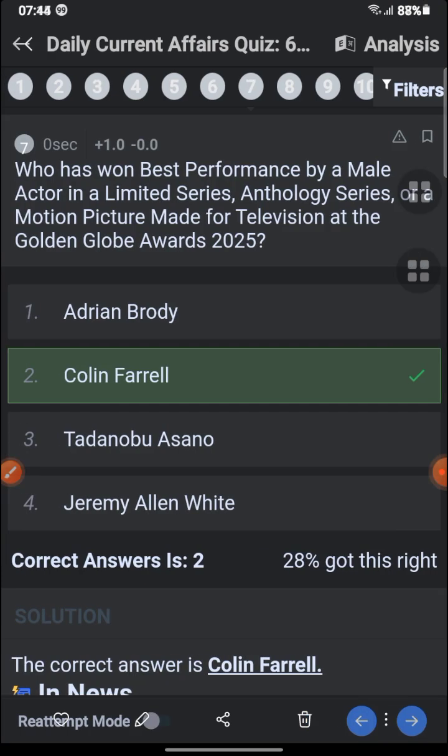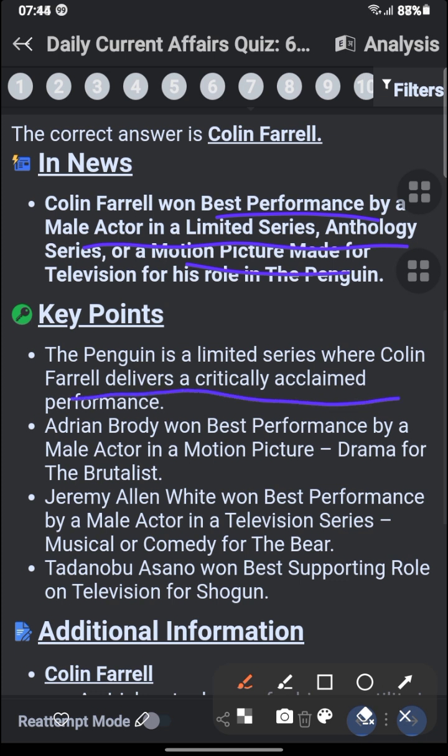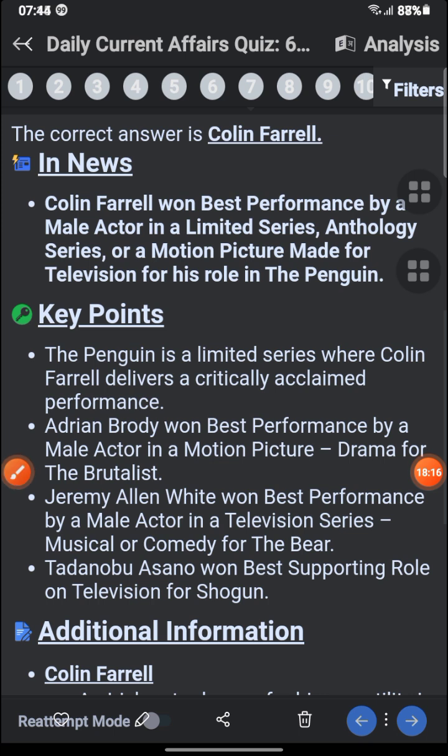Now next is, who won the best performance by a male actor in a limited series, anthology series, or motion picture made for television at the Golden Globe Awards? That is Colin Farrell. The Penguin is a limited series where Colin Farrell delivered a critically acclaimed performance. And for best performance by a male actor in a motion picture drama, Jeremy Allen White won.